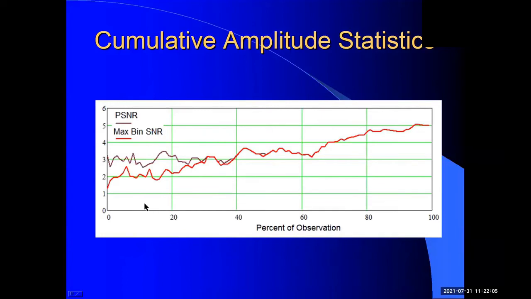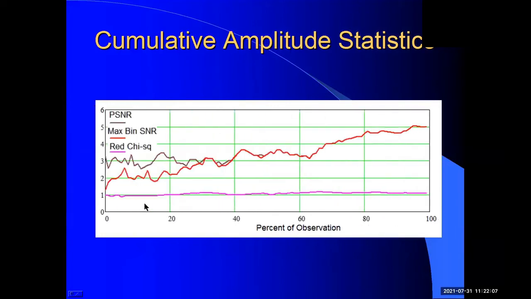For interest's sake, I plotted the chi-square. And you can see that it starts off at 1, which it's supposed to do. Another way of looking at the chi-square is that it's looking for a Gaussian noise distribution. And it's the ratio, and if it's a Gaussian signal distribution, it will come out at 1. But as the signal rises and the power increases, it should rise away from 1.